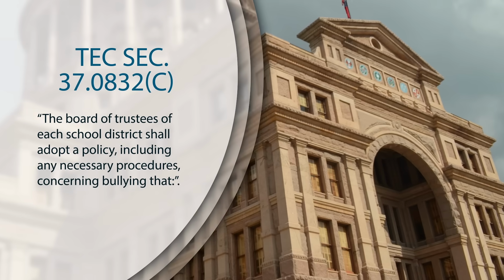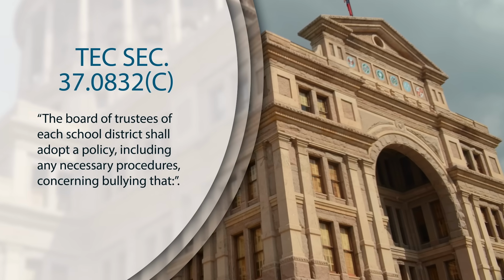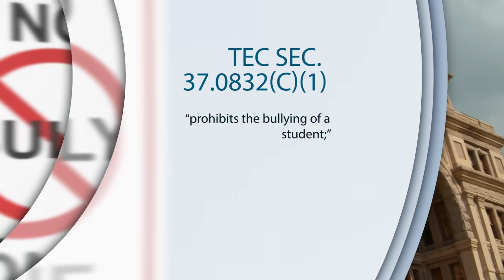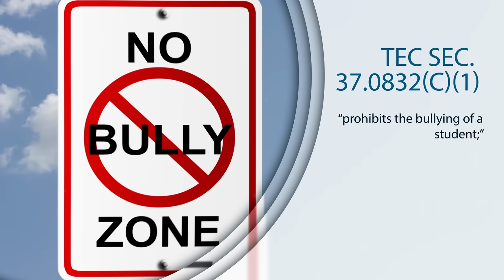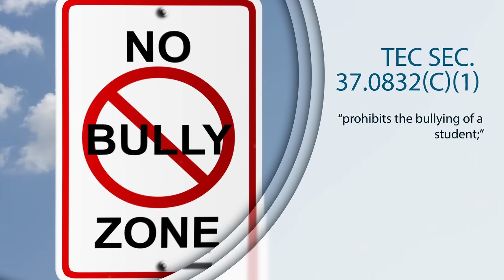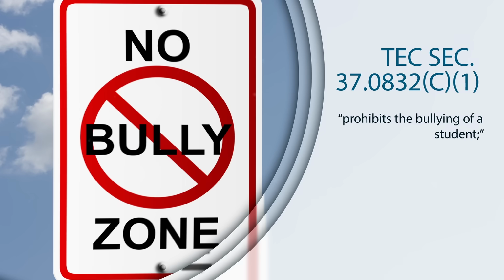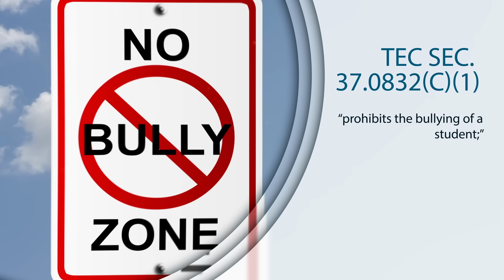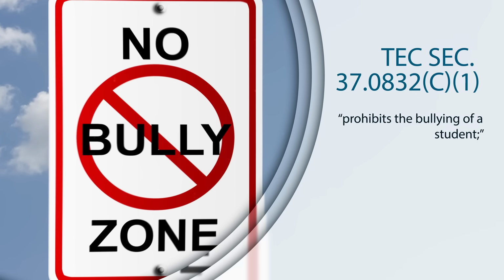Schools and school districts have several mandates under Texas Education Code, Chapter 37.0832. Schools must prohibit bullying with an expectation that a district shall adopt a policy, including necessary procedures determined by the district, that prohibits bullying, including cyberbullying.